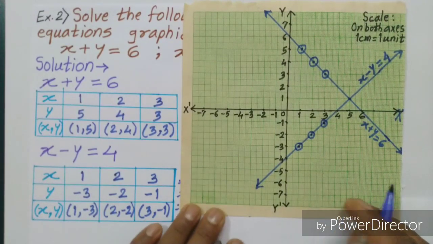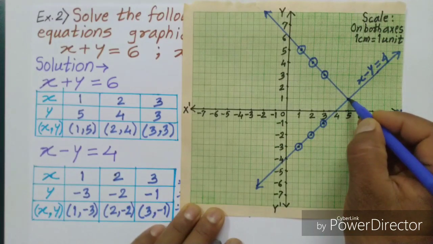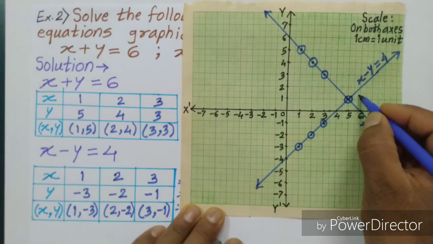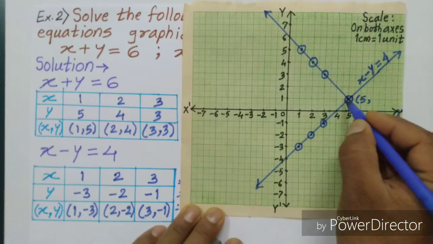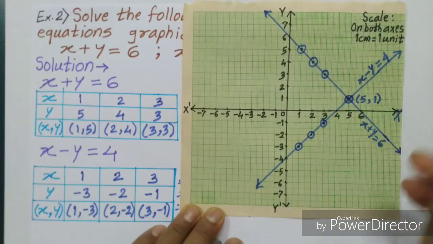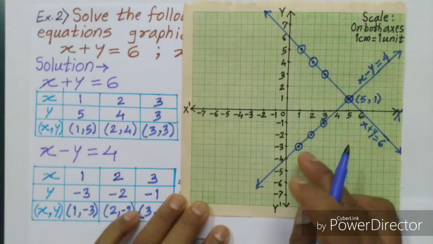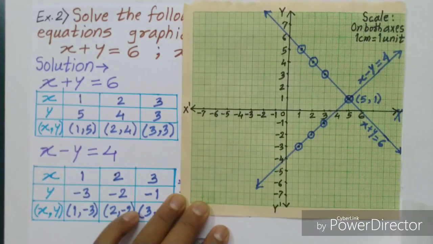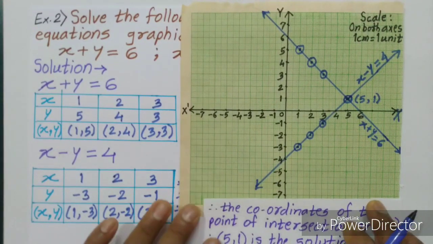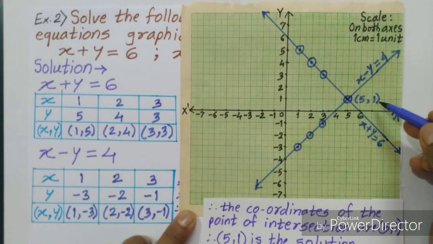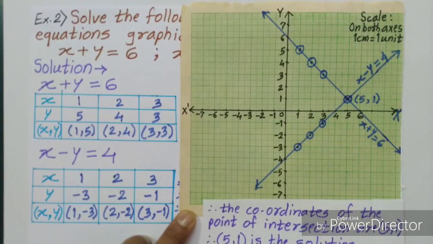Both straight lines intersect at one point, and that point has x coordinate 5 and y coordinate 1. Therefore, that is our solution. Two straight lines intersect at the point (5, 1). Therefore, the solution is the coordinates of the point of intersection, (5, 1). Therefore, (5, 1) is the solution.